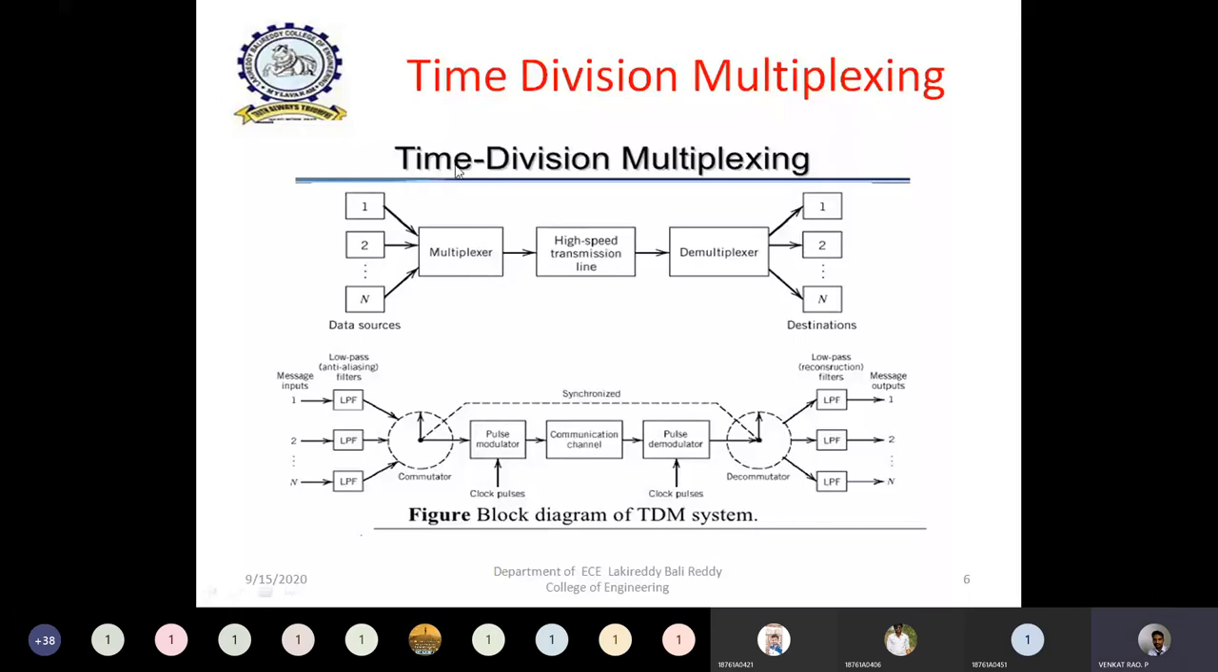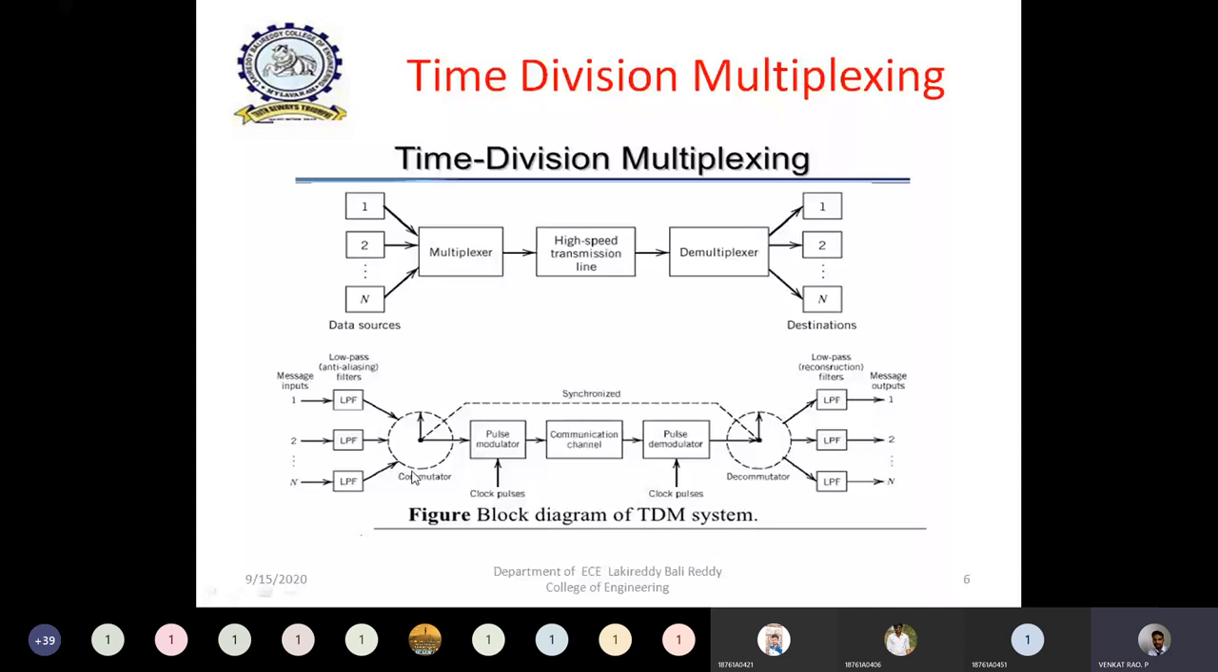Since it is time division multiplexing, on the basis of time, these number of data signals are transmitted in this single communication channel. That means during one time instant, the first signal is transmitted. During the second time instant, maybe the second value of the data source will be transmitted. This is the general way of treating time division multiplexing.